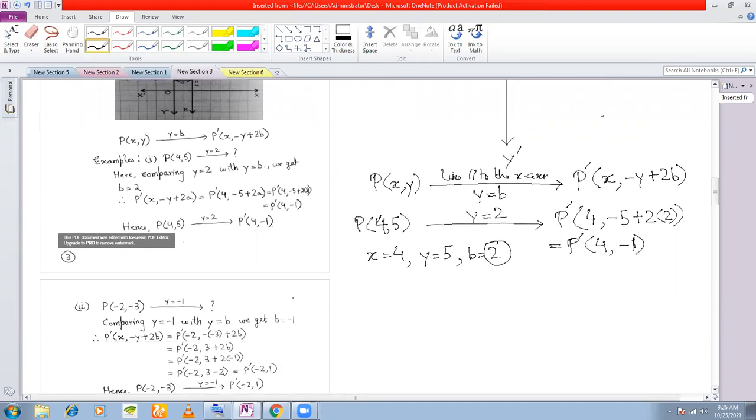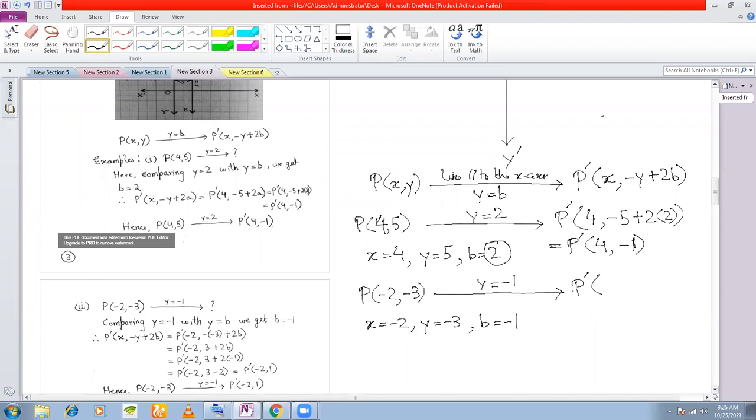Let us take another example. P is (-2, -3). I want to reflect it in the line y is equal to -1. Whenever you see this equation y is equal to -1, you must know that this line is parallel to the x-axis. So what is the coordinate that I'm going to get? Here x is -2, y is -3. And what is the value of b here? -1. So this point that I'm going to get here is p dashed.